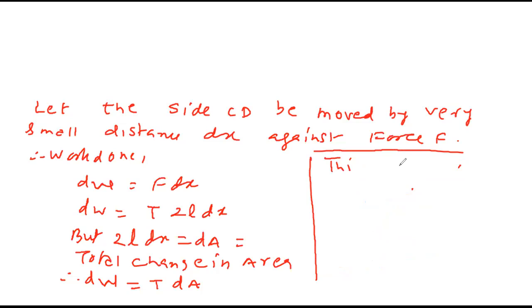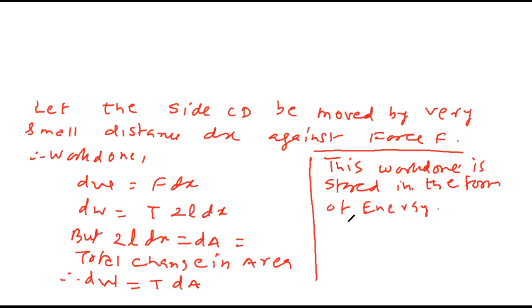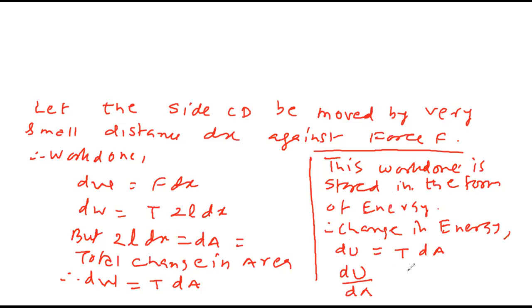This work done is stored in the form of energy. Therefore, change in energy, dU is T into dA. So dU upon dA is T. dU means change. Change is due to change in area, because every body has some energy. By changing its area, I have changed the energy.